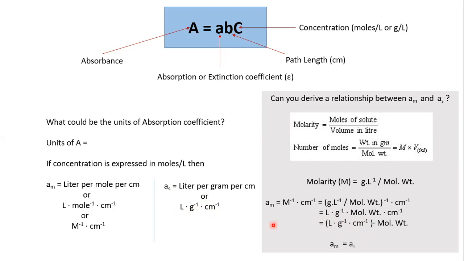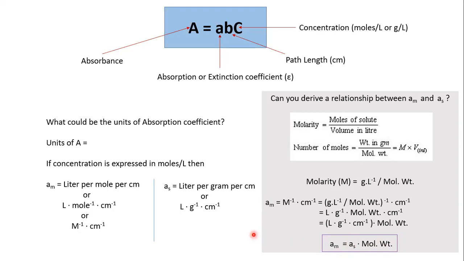Yes, sir. So if I replace it with that, then I arrive at this relation: molar absorption coefficient is equal to specific absorption coefficient times molecular weight. So now if the compound is known to me, or its molecular weight is known to me, and if I know its specific absorption coefficient, then can I not calculate molar absorption coefficient? Yes, sir. Right. I hope that this much is fine, that molar absorption coefficient is equal to specific absorption coefficient times molecular weight of that particular compound.